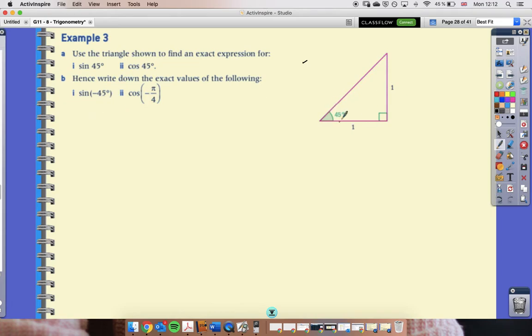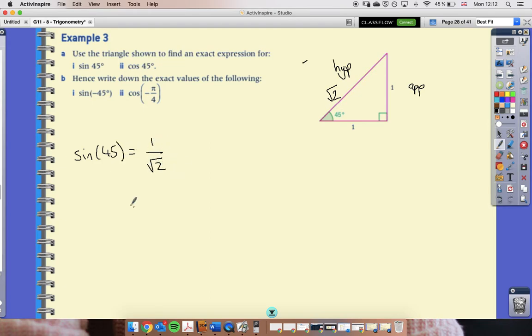So I've got 45 degrees here. We know that sine is the opposite over the hypotenuse, so it's going to be 1 over whatever this is. And we can find this length quite easily using Pythagoras' theorem. So it'll be 1 squared plus 1 squared comes to 2, and this hypotenuse will be the square root of that, so the square root of 2. As I want an exact expression, I'm just going to leave that as root 2. So sine 45 is equal to 1 over root 2.